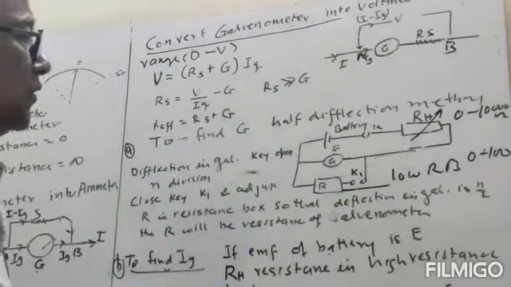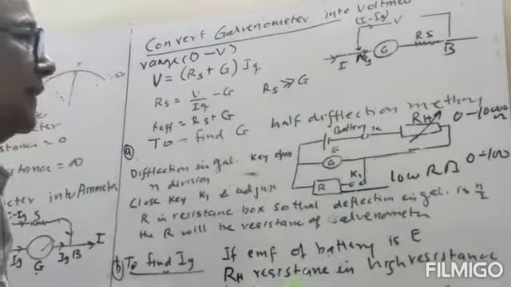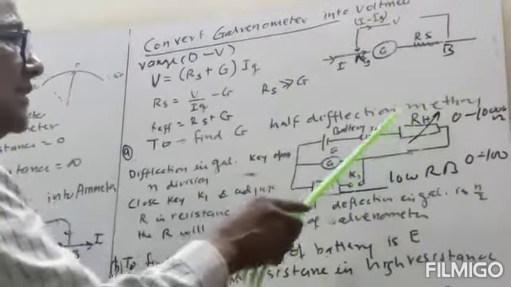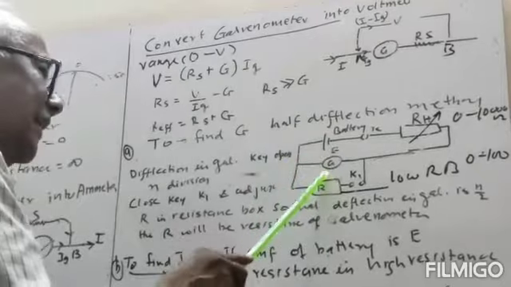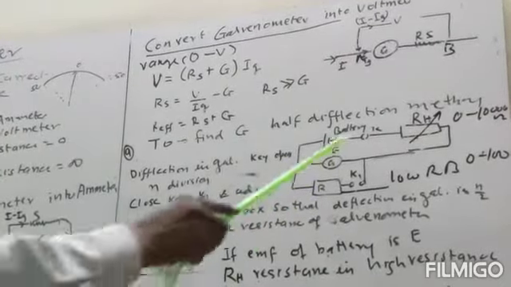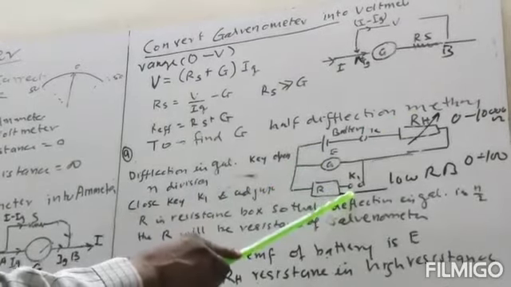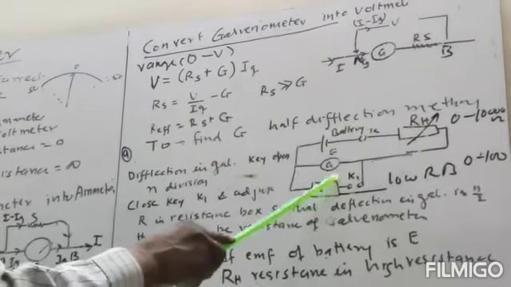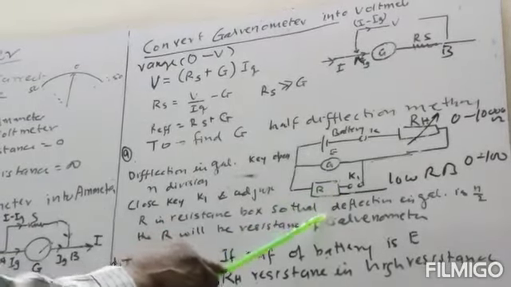Now first, with K1 open, we will adjust the resistance and find the number of divisions of deflection in the galvanometer. Suppose it is small n. Then we will close the key K1 and change the resistance so that the deflection is n by 2.